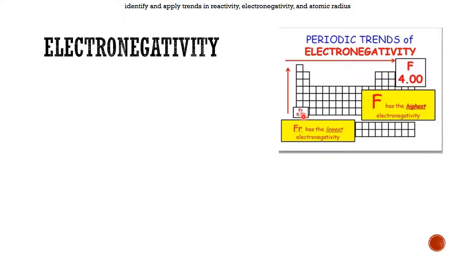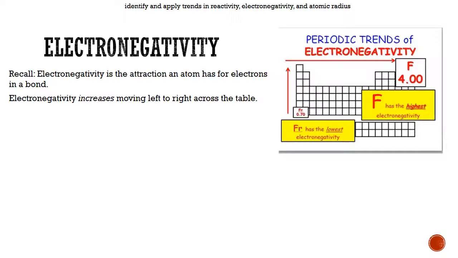So in other words, electronegativity increases going left to right. It would also increase going bottom to top. Typically we talk about going top to bottom, so top to bottom, it would decrease. So electronegativity increases moving left to right across the table, and it decreases moving top to bottom down the table. And again, the important question here is why.